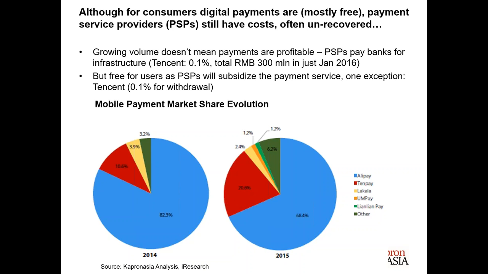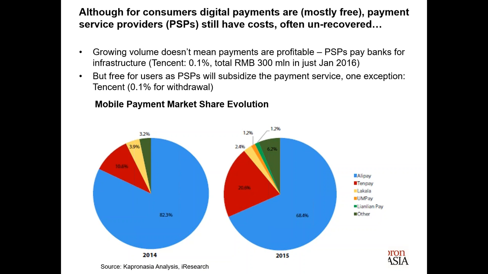Here it's important to note that there are some recent events which show that some companies still try to charge, like Tencent has introduced a 0.1% fee for withdrawal. So once you charge the wallet and make a payment, it's free, but if you want to withdraw the money, there is still a little fee. But other PSPs like Alipay still keep those payments free, which makes it really interesting to understand how they make the business profitable.